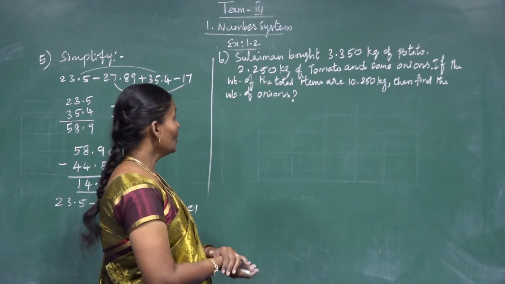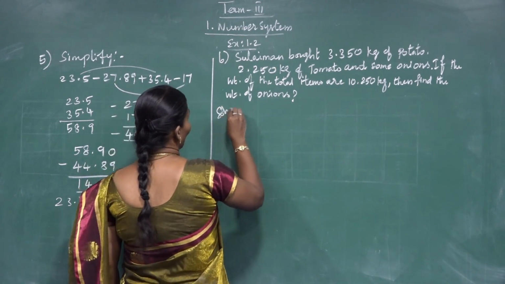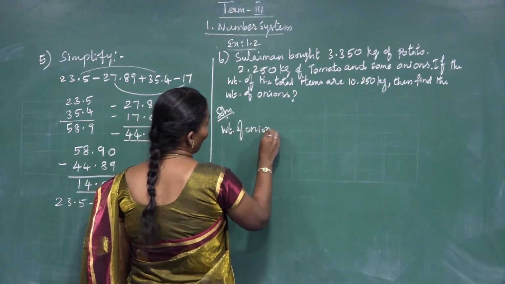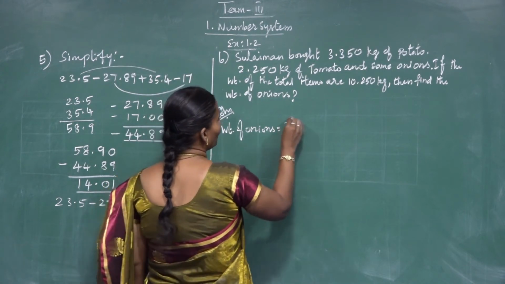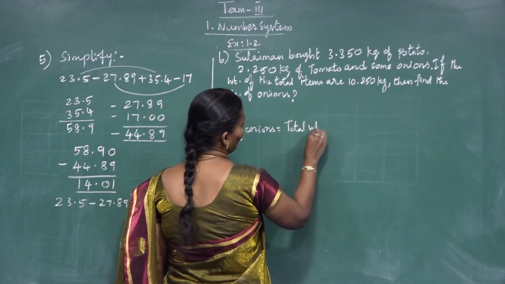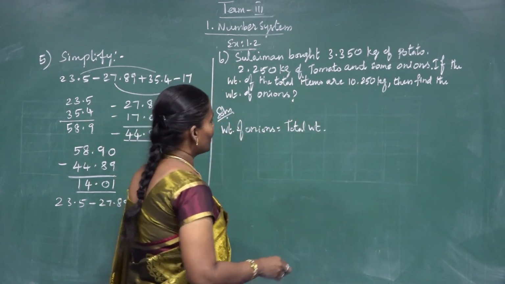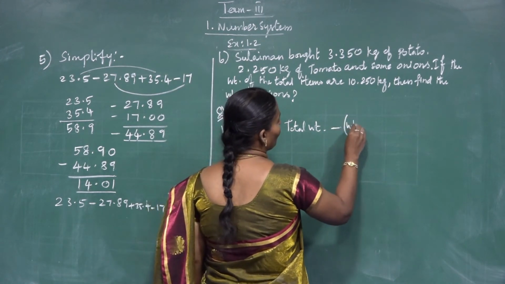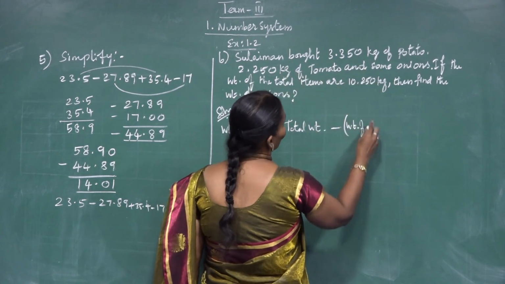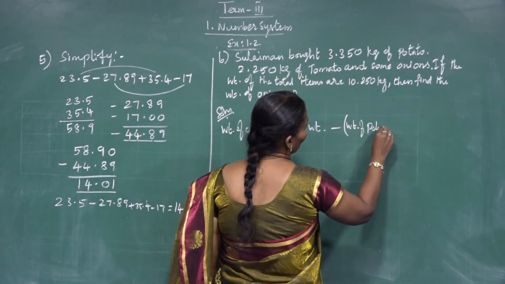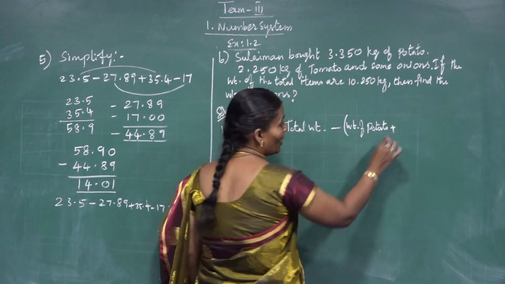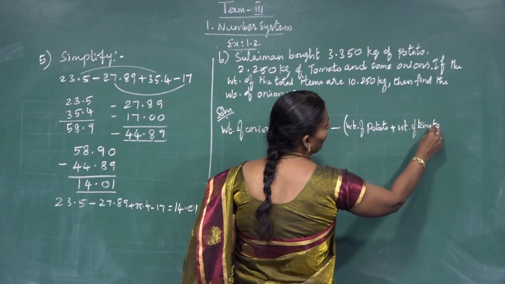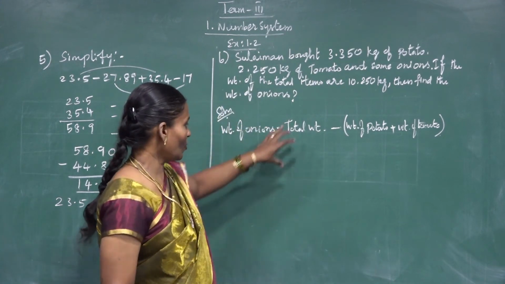So the weight of onions is equal to the total weight of items minus the weight of potato plus the weight of tomato. Understand, children? See here, this is the total weight.